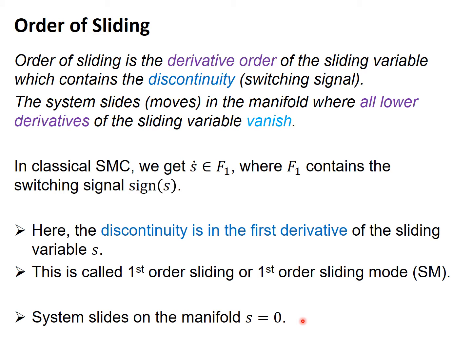0, of course, because for first order sliding, the lower order derivative is the zeroth derivative. So, S to the power of 0, which is S, that will be 0. So, that is the manifold.